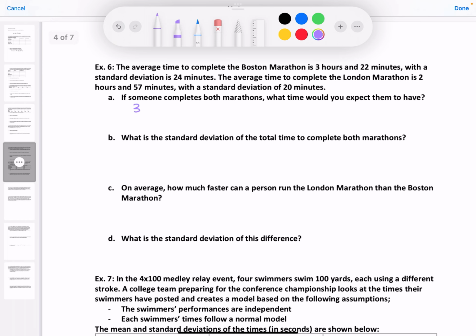I just want the total time, so I'm just adding them. So 3 hours, 22 minutes, and then 2 hours, 57 minutes. So that's 5 hours and 79 minutes, which I can convert to another hour. So it'd be 6 hours and 19 minutes would be the total time. So then, how would I go about finding the standard deviation for the total time?